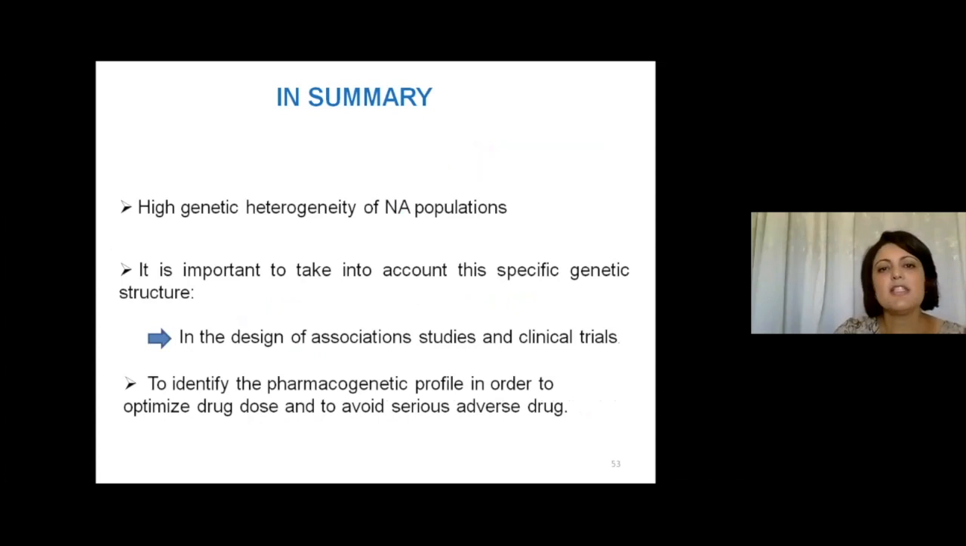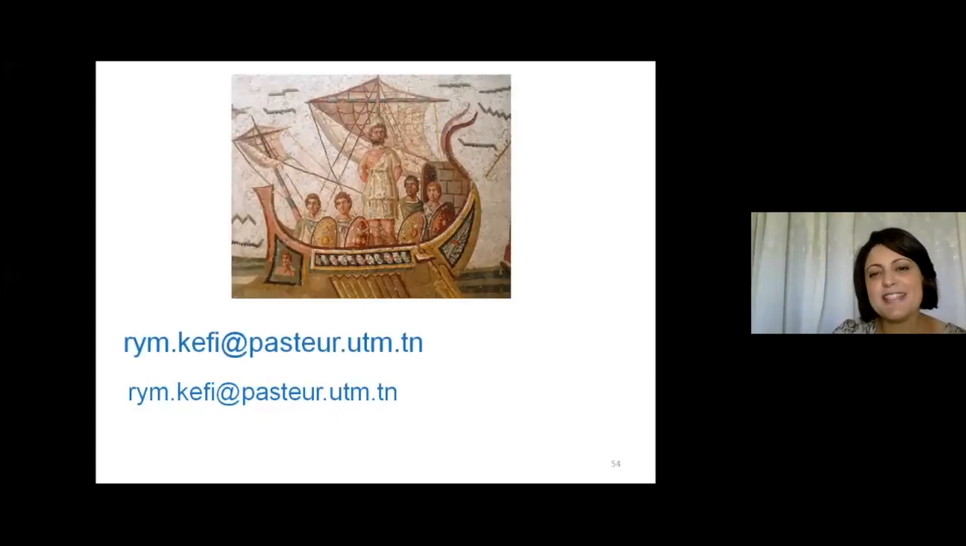So in summary, we highlighted the high genetic heterogeneity of North African populations compared to European or other Mediterranean populations. It is important to take into account this specific genetic structure in the design of future association studies and clinical trials. And it is important to identify the pharmacogenetic profile in order to optimize drug dose and to avoid serious adverse drug reactions. I finish with this Roman mosaic, which reflects the mosaic structure of North African populations.